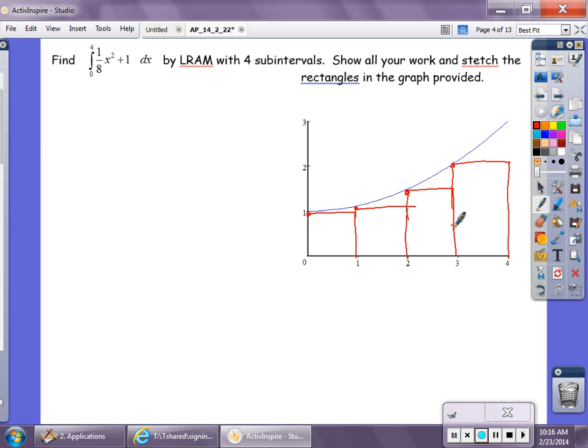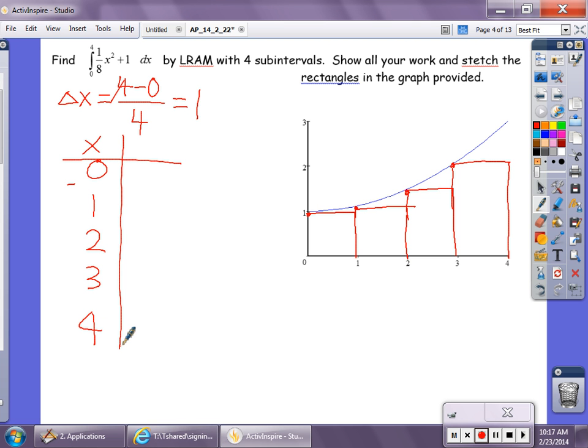And then up here, if I was going to do the LRAM, I want 4 subintervals, so the length of a subinterval, which is delta x, would be b minus a all over how many I want. 4 subintervals, therefore each subinterval is 1 wide. We would start from 0 then, count by ones, up to b. And then if we're doing an LRAM, the one that we skip is going to be the very last one.